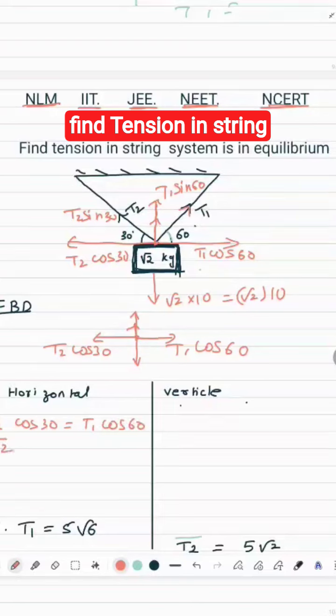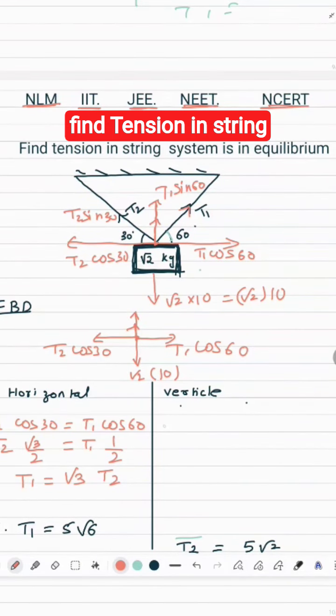What is cos 30? Cos 30 is nothing but root 3 by 2, which is equal to T1 cos 60, that is 1 by 2. So I can say that T1 is equal to root 3 into T2. Now look at the vertical component. Vertical component I can say downwards it is root 2 into 10. Since the system is at equilibrium, the net has to be 0. Right? That's why we can equate it.